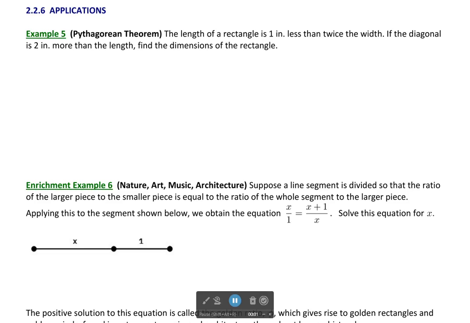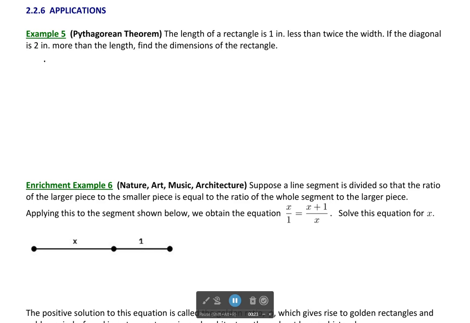Let's finish out our study of quadratic equations by looking at a couple of applications. The first one involves the very famous Pythagorean theorem. The length of a rectangle is 1 inch less than twice the width. If the diagonal is 2 inches more than the length, find the dimensions of the rectangle. So we have a little puzzle to solve here.